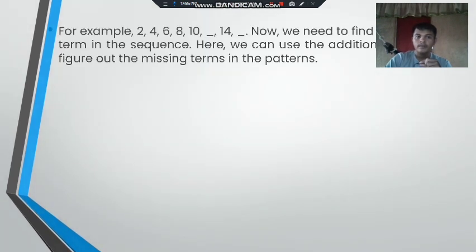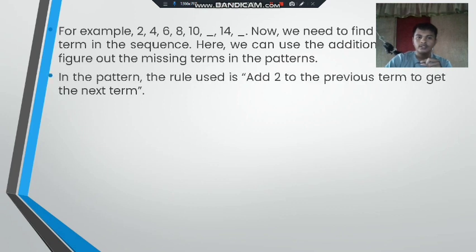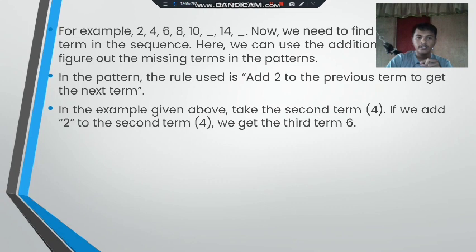So this is an example. For example, 2, 4, 6, 8, blank, 14, blank. Now, we need to find the missing terms in the sequence. Here, we can use the addition process to figure out the missing terms in the pattern. The rule used is to add 2 to the previous term to get the next term. Taking the second term 4, if we add 2 to it, we get the third term 6.